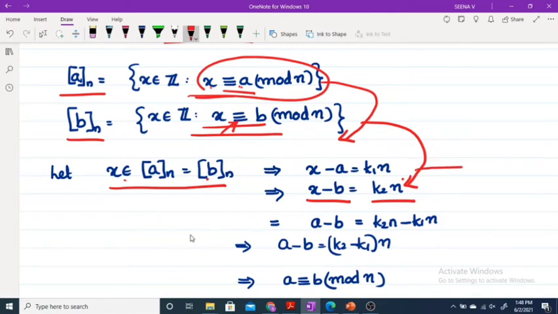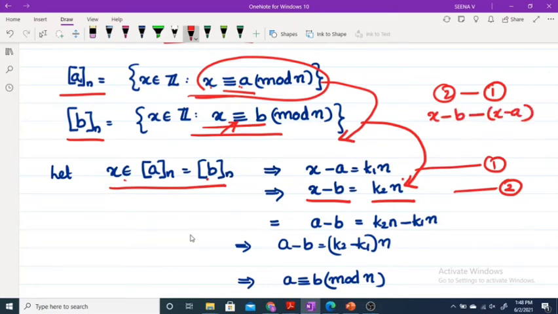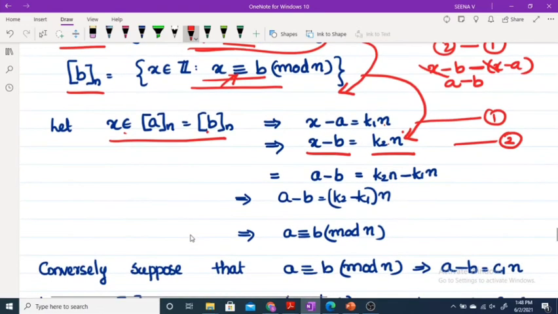So if you mark this as equation 1 and this as equation 2, and subtract equation 1 from equation 2, what will happen? On the left hand side, x minus b minus x minus a: x and minus x cancel, here minus minus a, and here we have minus b, so a minus b on the left hand side. And the right hand side? k2n minus k1n, that is k2 minus k1 times n. So a minus b is a multiple of n, that means a is congruent to b mod n.